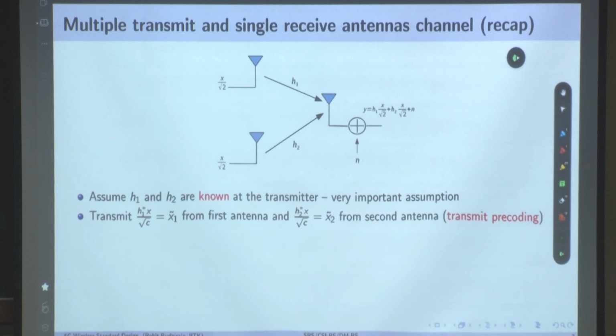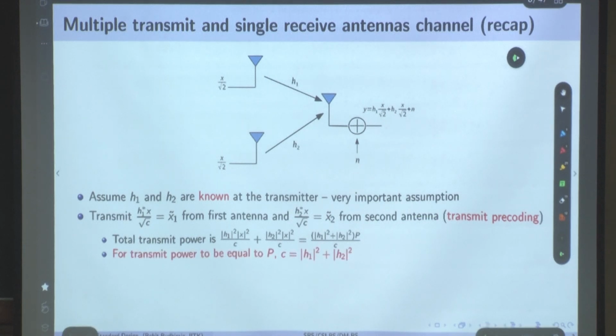Okay. Why precoding? Because this processing is happening before the signal is actually transmitted. Okay. And what is this C? C is basically calculated so that the transmit power constraints are not violated and the transmit power is always P. Okay. So, how did we calculate C? We basically calculated the power from the first antenna and the power from the second antenna and added both of them. That comes out to be this, simply the square of this signal plus the square of this signal. We set C as H1 square plus H2 square, okay, right.